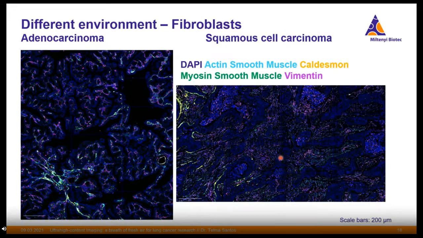Here I'm looking mainly at the fibroblasts. I used vimentin as a marker for general fibroblasts, and the other ones as activation markers. You can see that first of all they overlap the activation markers. Actin is known to be an activation marker. Caldesmon and myosin can be associated with it because they are involved in the transition to the state of activation. And here we can clearly see some specific areas where there seems to be some fibroblast activation.